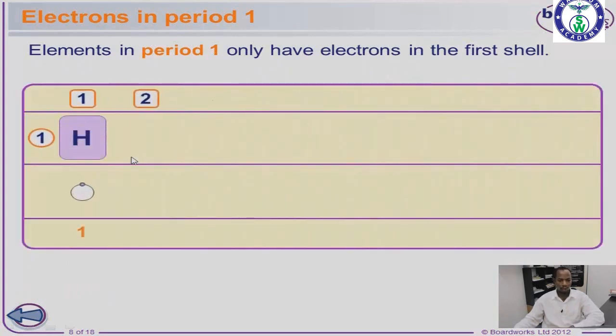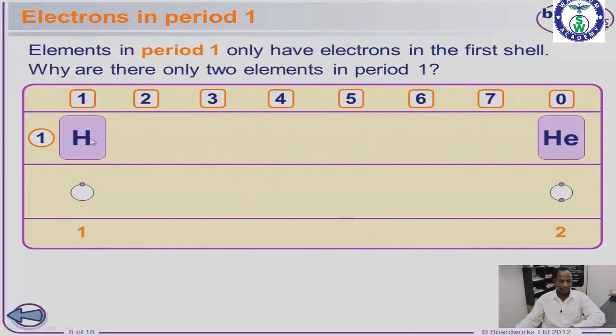Let's take a look at electrons in period 1. In period 1, we have two atoms, hydrogen and helium. Let's see how many electrons the hydrogen atom has. It has only one electron, because the number of protons is 1 and the atomic number is 1. And then helium has 2 electrons. Why? Because the atomic number of helium is 2 and the number of protons is 2. Therefore, the number of electrons is 2.